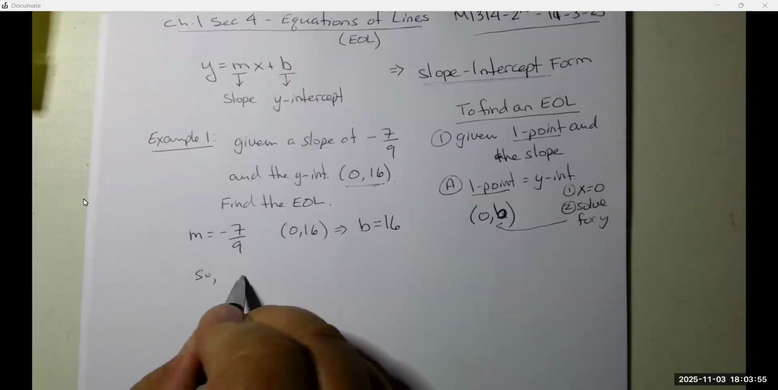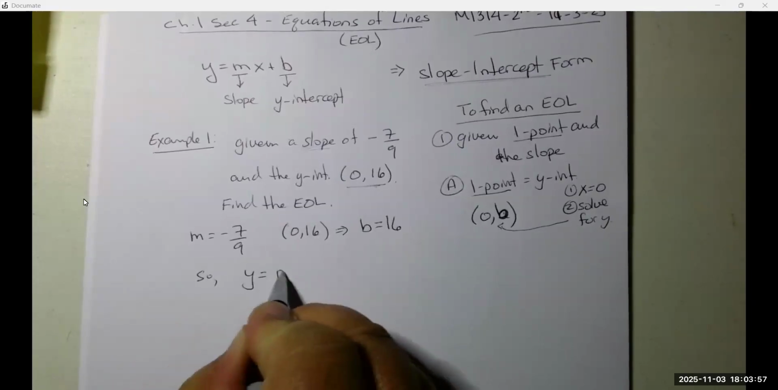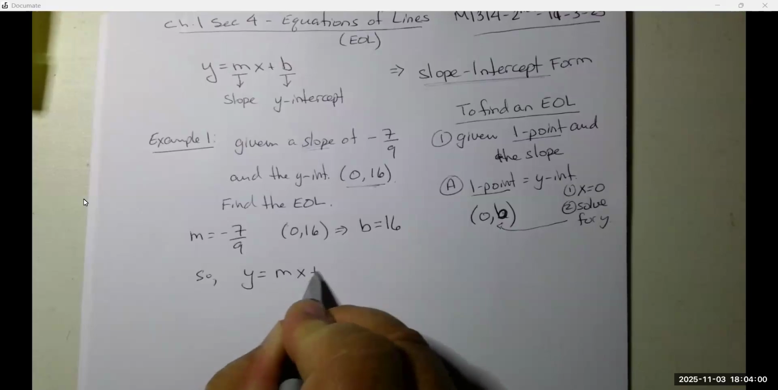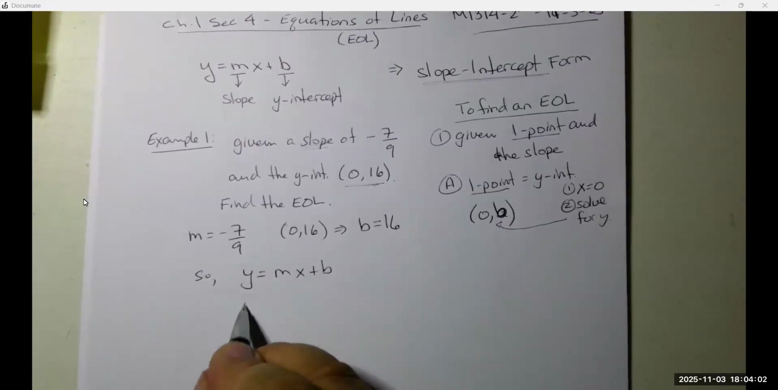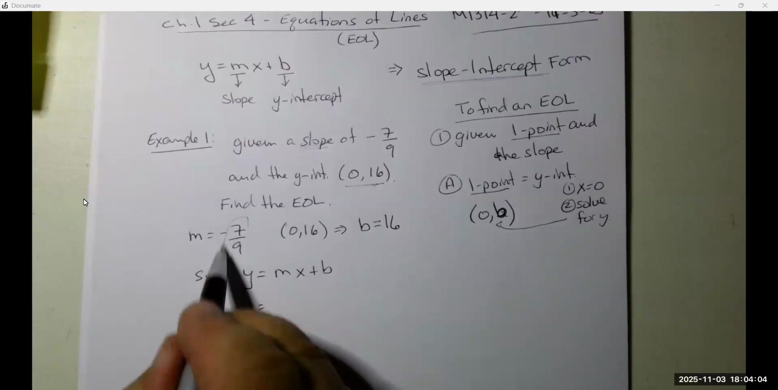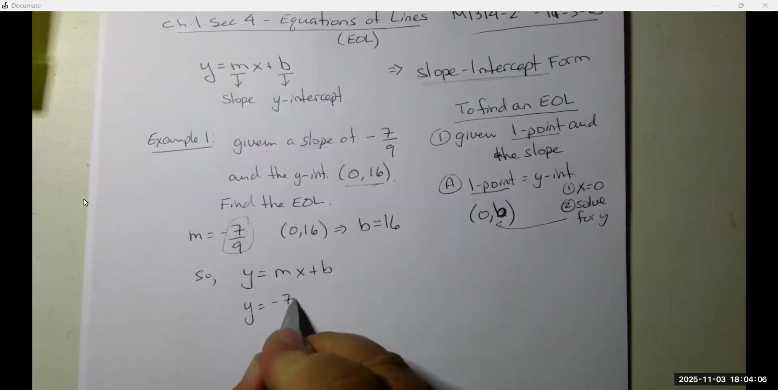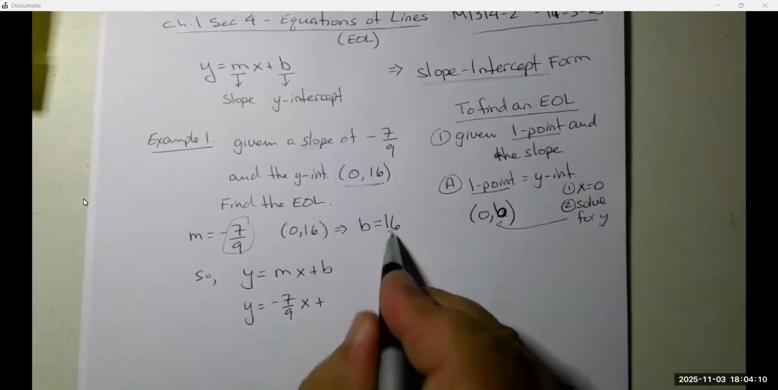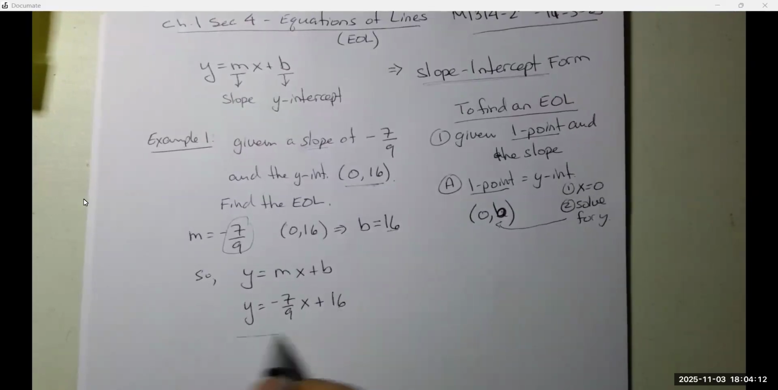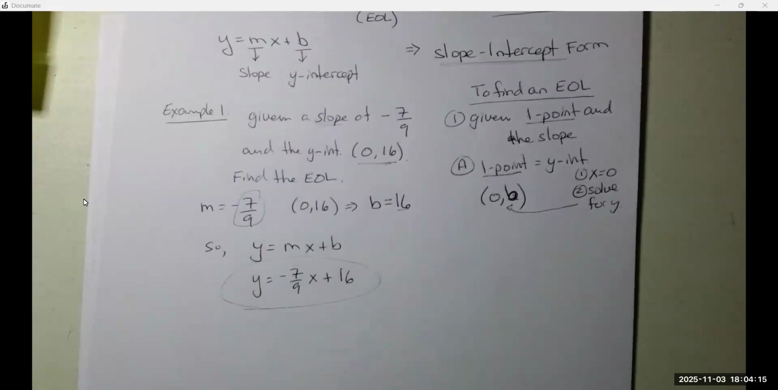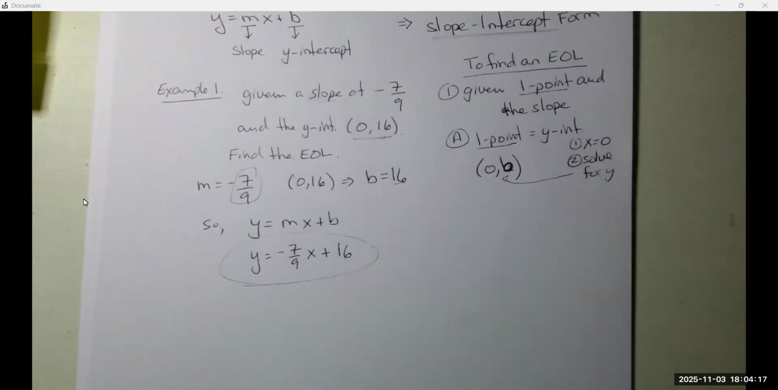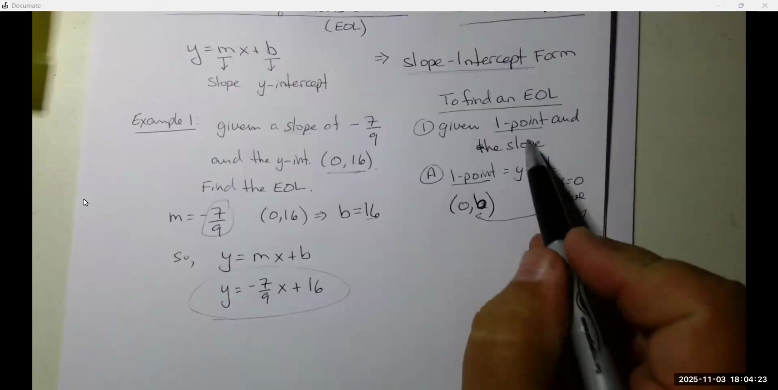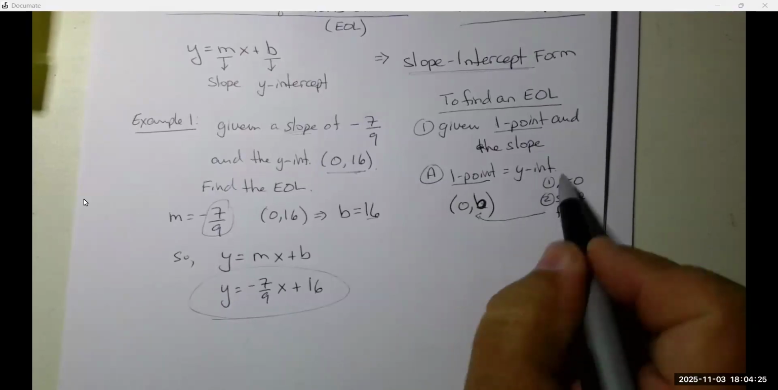So to find the equation of the line, plug and play. M is -7/9 x and b is 16. And there you have it. That's the equation of the line in slope-intercept form. So that's if you're given a point and a slope, and the point they're given is a y-intercept.